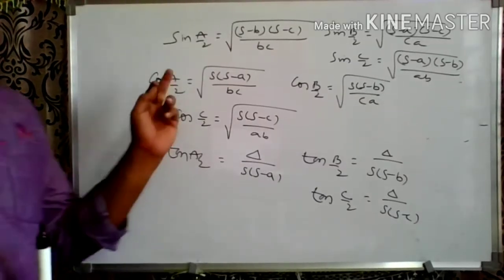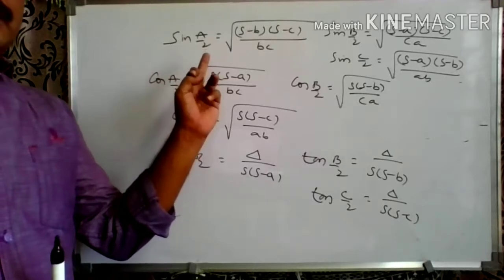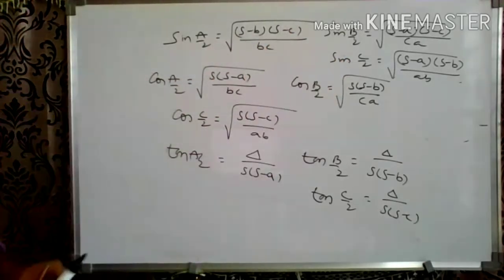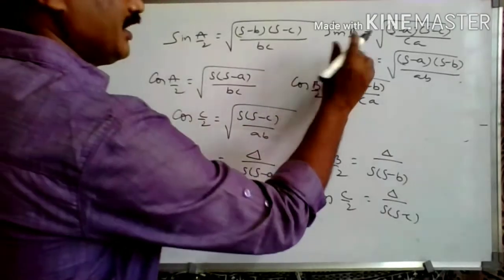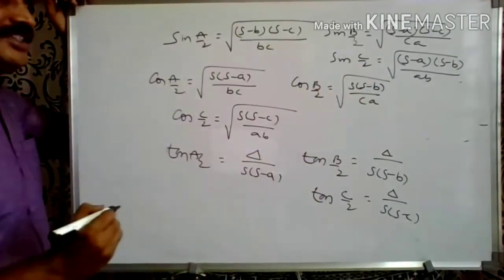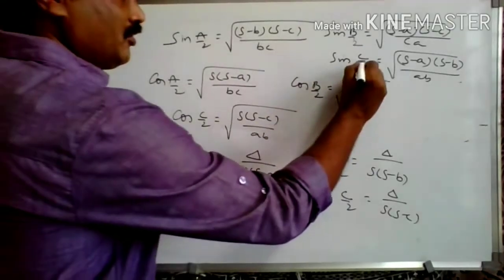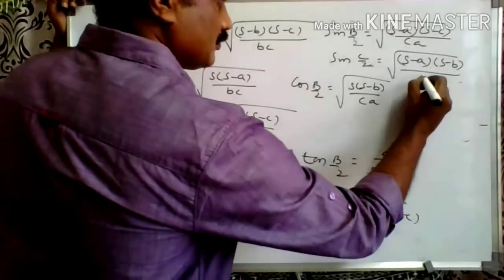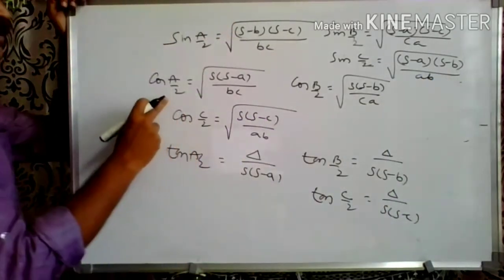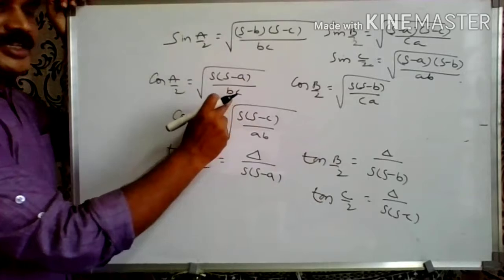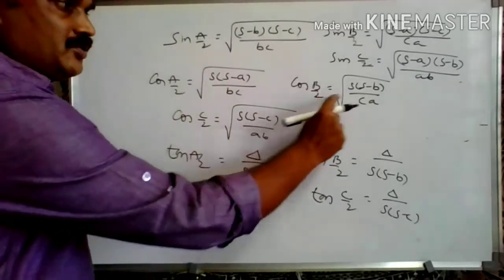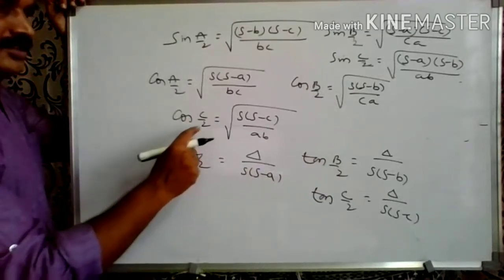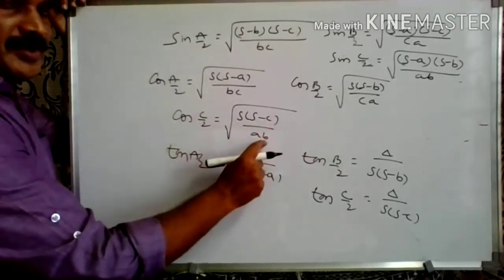Okay, students. Sin A by 2 is equal to root of (s minus b) into (s minus c) by bc. Sin B by 2 is equal to root of (s minus a) into (s minus c) by ca. Sin C by 2 is equal to root of (s minus a) into (s minus b) by ab. Cos A by 2 is equal to root of s into (s minus a) by bc. Cos B by 2 is equal to root of s into (s minus b) by ca. Next, cos C by 2 is equal to root of s into (s minus c) by ab.